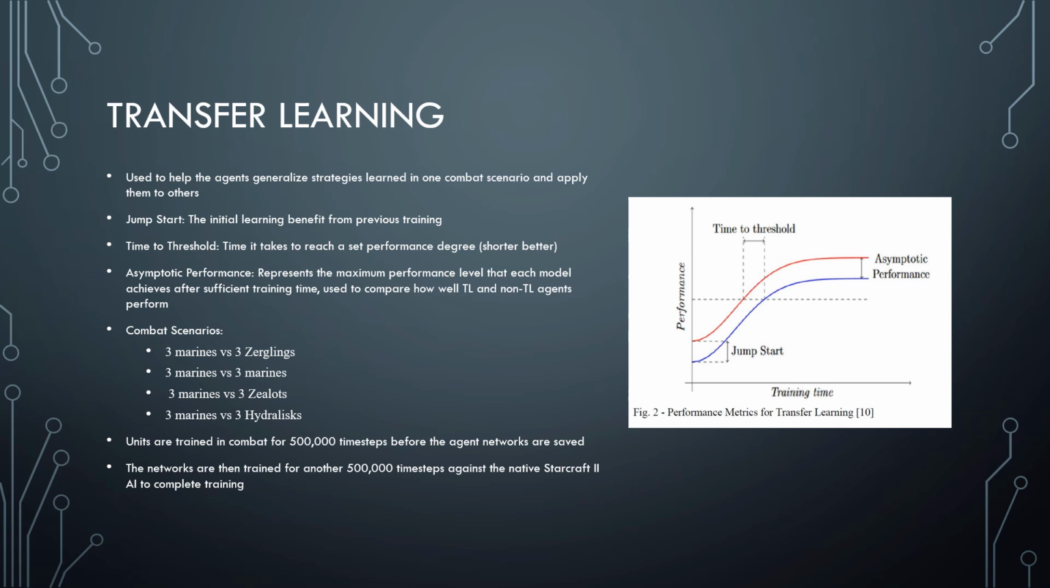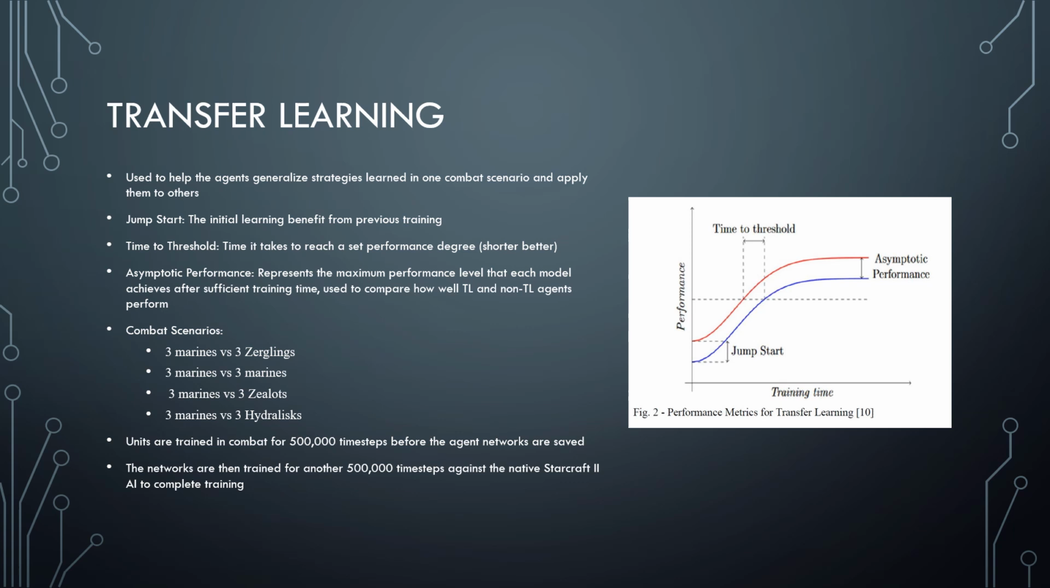The metrics for success are the jumpstart value, which is the initial performance boost seen from the previous training, the time to threshold, which is the time it takes to reach a given threshold of performance. In this case, 0.8 is the performance threshold for win ratio. And asymptotic performance, which represents the difference in performance between the transfer learning agents and the non-transfer learning agents.